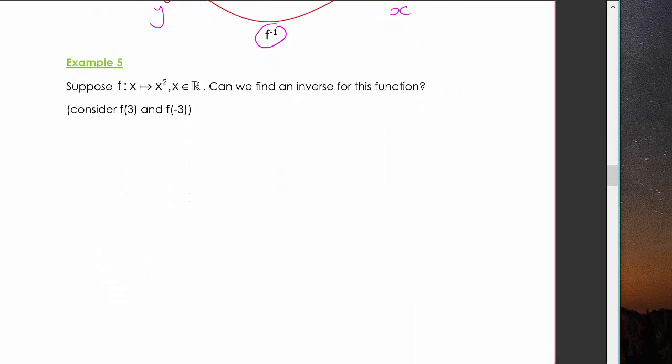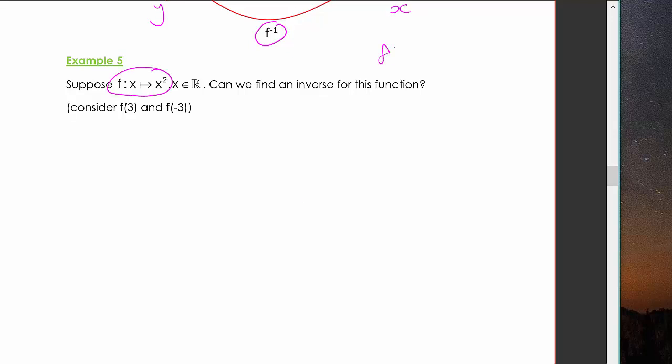Okay, suppose f maps x to x squared, and this is a notation that just simply means f of x is x squared, but you need to actually be used to it. Now, it's stated with a domain, x belongs to reals, but if I state that one without a domain, it's implicit that x belongs to reals. That's called the natural domain of that function. There's no values of that function it can't take, unlike, for example, a square root function where we know it can't take negative values. So can we find an inverse for the function?